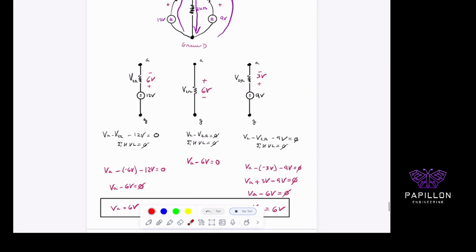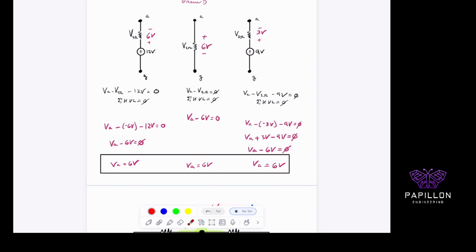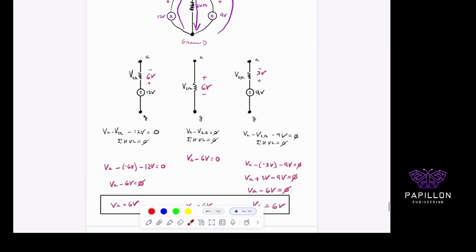And again, if we knew the voltage across the 2 ohms, it's going to be VA minus a positive 6 volts. So I have VA minus a positive 6 volts equals to this. So I can show that VA equals 6 volts for the middle branch. And finally, for the far right branch, we solved for this to be 3 volts.